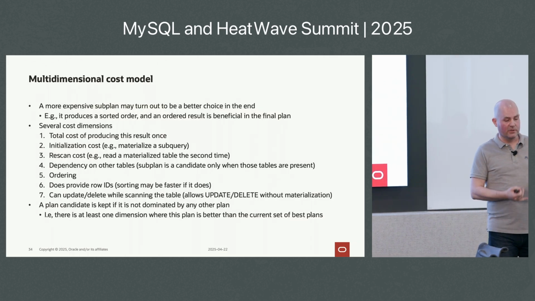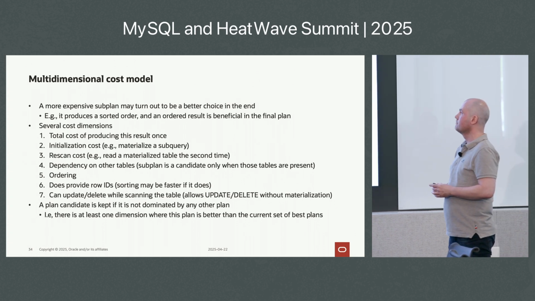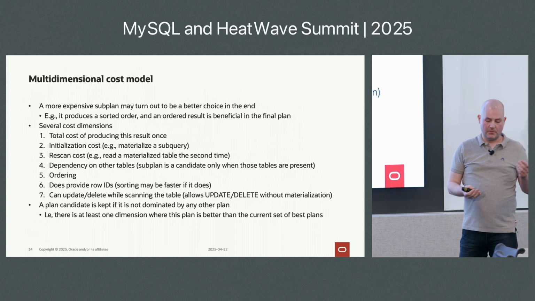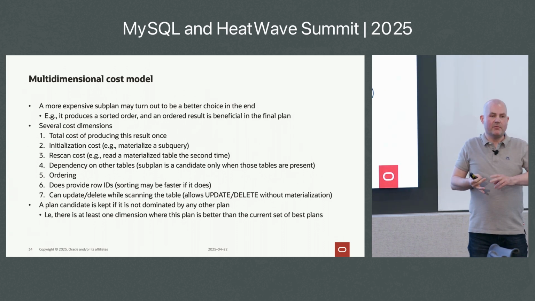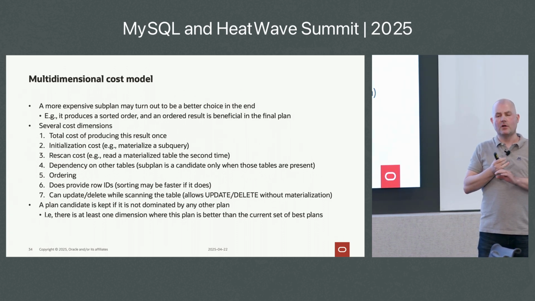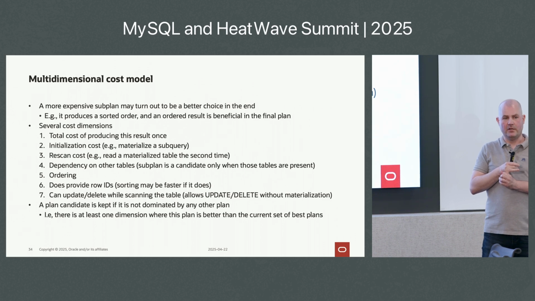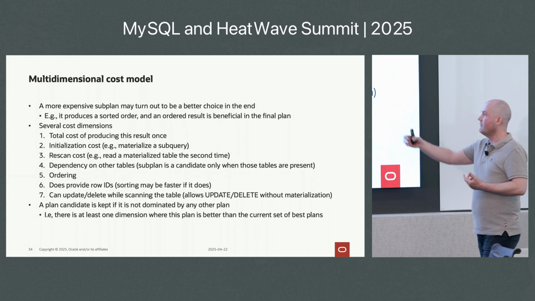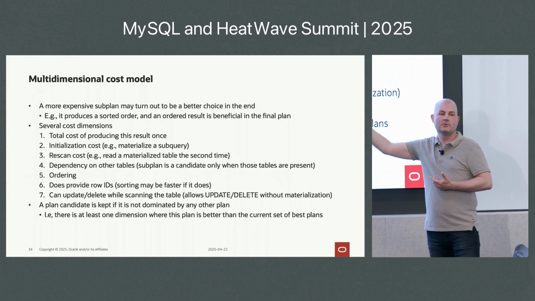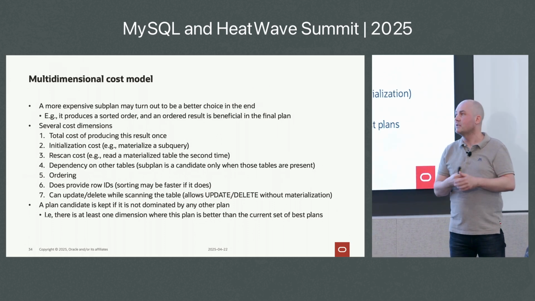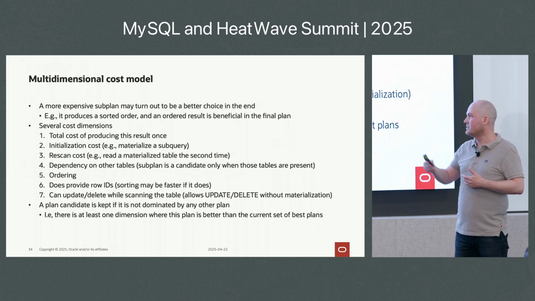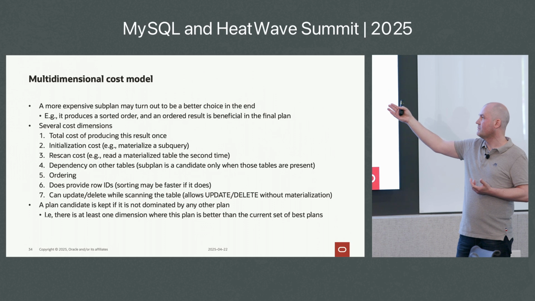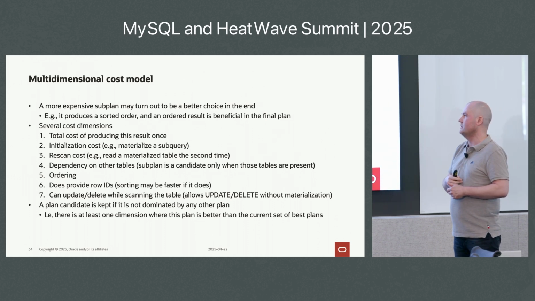So we had all these dimensions, as I said. The total cost is 1, definitely. Also, let's say you have a materialized table. The cost of materializing that table is high. The cost of rereading is very low. So we have initialization and rescan cost to represent those two different things. If you loop over something several times and rescan cost is low, that's a good option. If the rescan cost is really high, looping over it is very expensive.